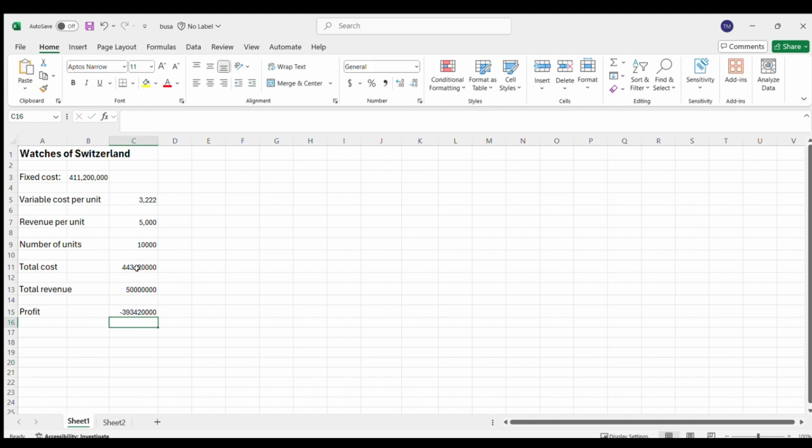Now let's assess the sensitivity of profit to demand. I will create a random list of demand ranging from 20,000 to 60,000 in increments of 20,000. And the next column is profit.